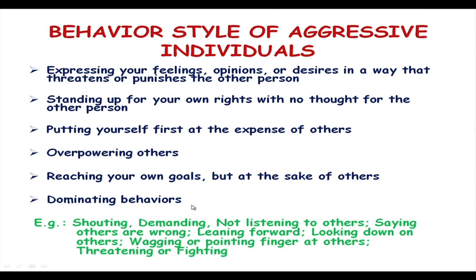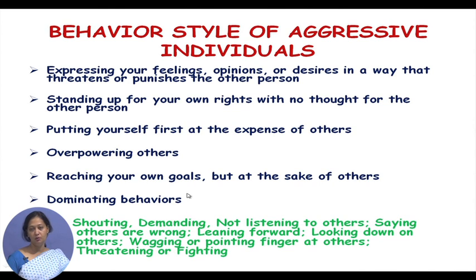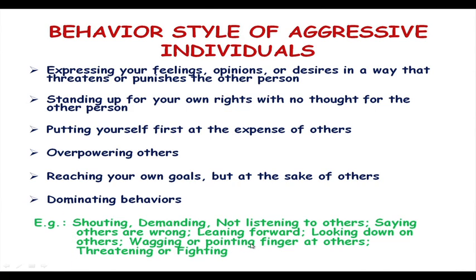So, a passive individual is exactly the opposite of an aggressive individual, where he is giving in to the wants and desires of others at his own expense, while the aggressive individual strives towards his goal, but at the sake of others. And we have spoken about dominating behaviors. Some of the behavioral manifestations of aggressive individuals are shouting, demanding, not listening to others, saying that others are wrong, leaning forward while talking.